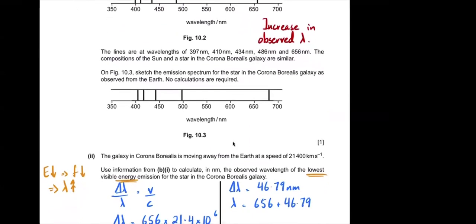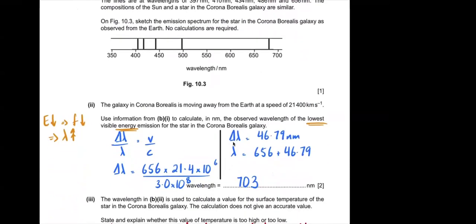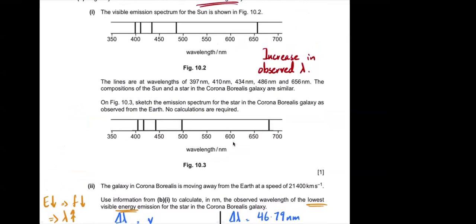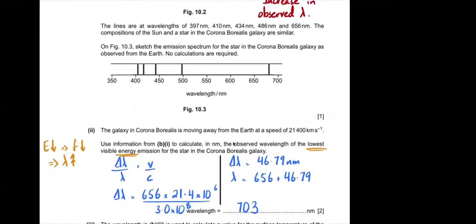This galaxy is moving away at the speed 21,400. Use information from B1 to calculate in nanometers the observed wavelength of the lowest visible energy emission. Now, because this is talking about the lowest visible energy, this means that energy is the least, so frequency is the least, so lambda is the greatest. So the greatest lambda here was this one. So that's how I know I have to work with 656.